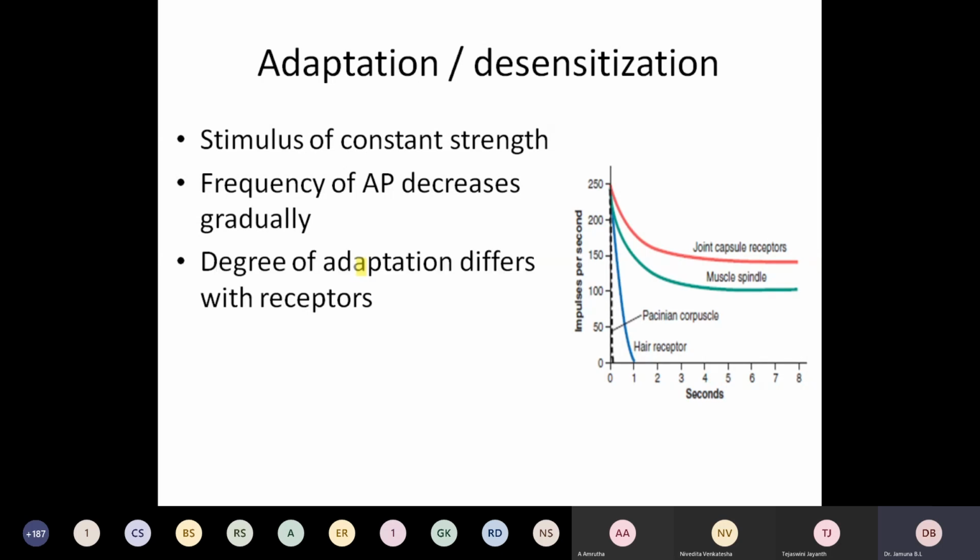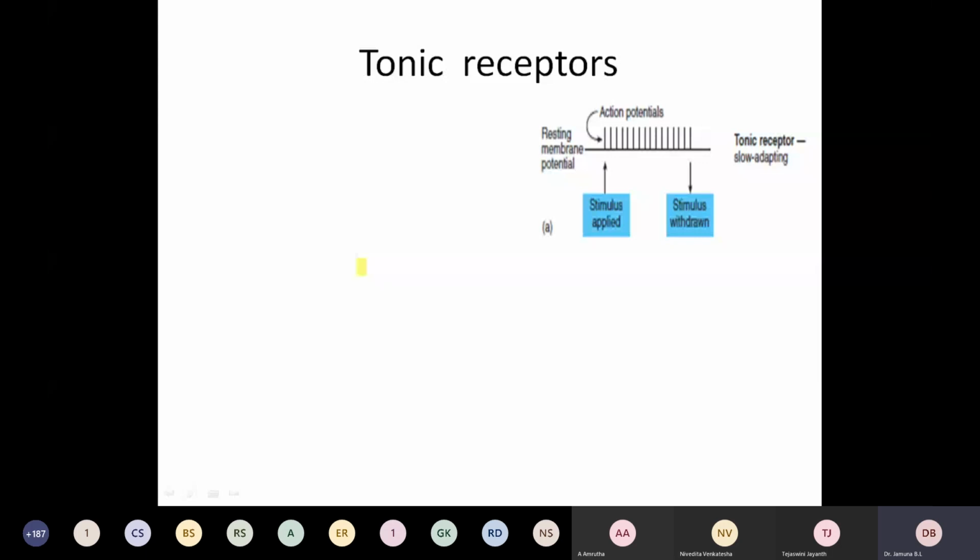This degree of adaptation differs with the receptors. Not all receptors will show the same type of adaptation. There are two types, already discussed in the classification, that is tonic and phasic types of adaptation. What do you mean by tonic adaptation or tonic receptors? They show a poor or slow or incomplete adaptation. We will not say that there is no adaptation. There is some amount of adaptation, but it is very slow.